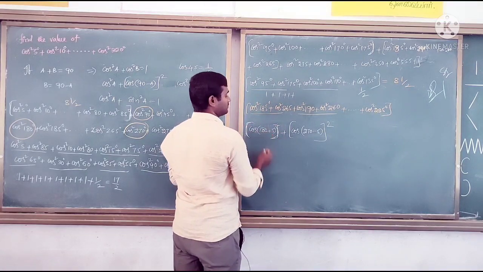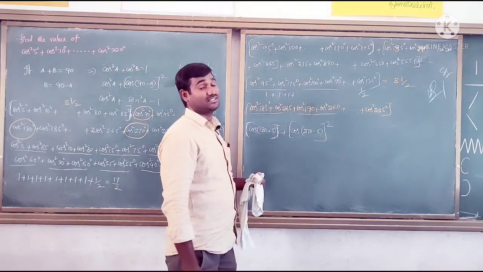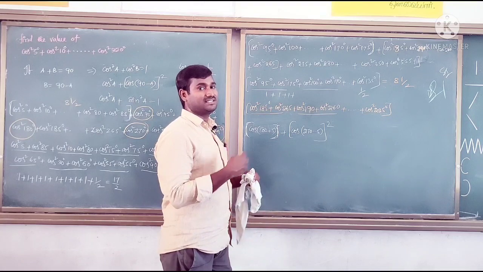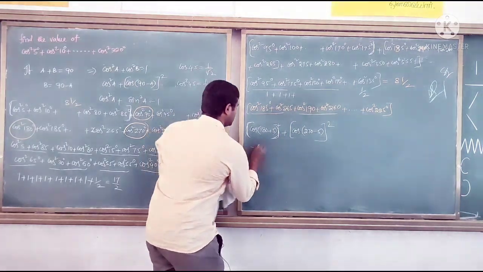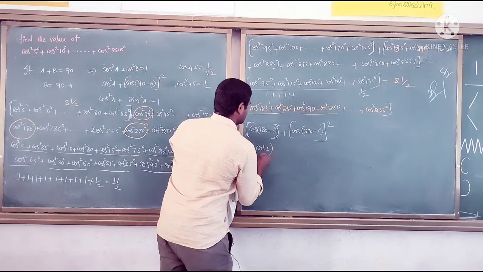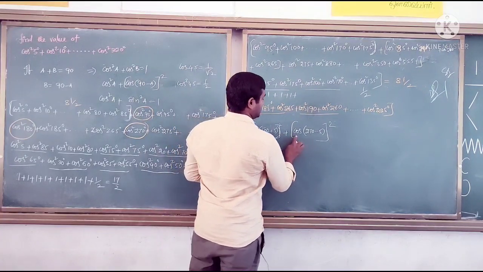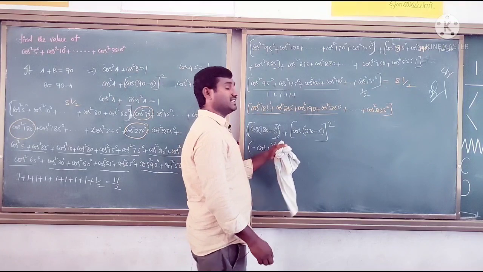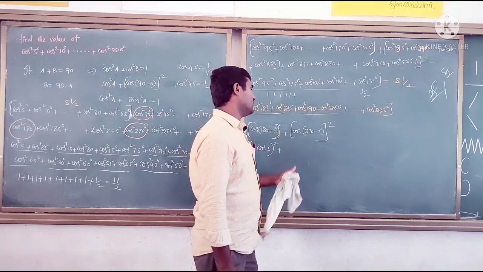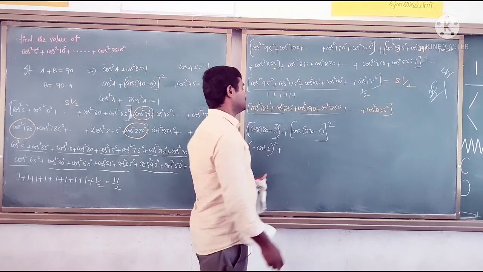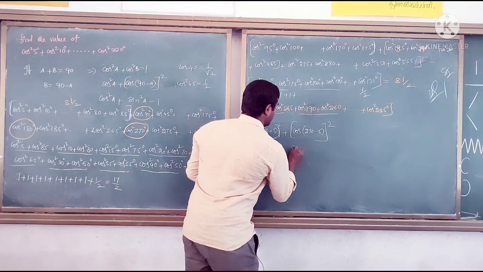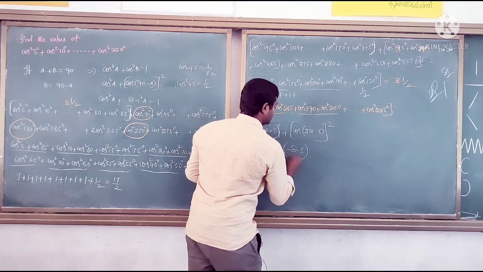Okay. So cos(180 + θ). 180 plus theta is in the third quadrant. Cos in the third quadrant is negative or positive? Negative. So minus cos 5 whole square, plus here cos(270 − θ), that is also the third quadrant. In the third quadrant, 3 into 90 minus theta, it becomes sin, so minus sin 5 whole square.